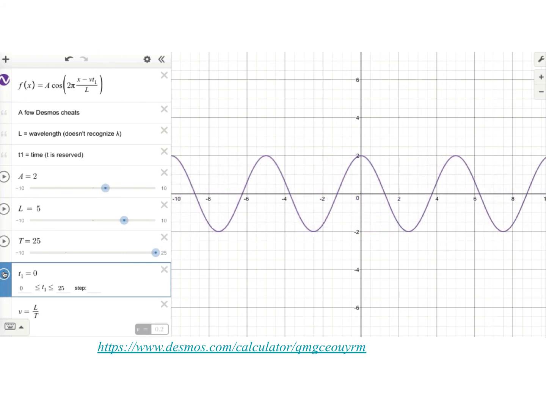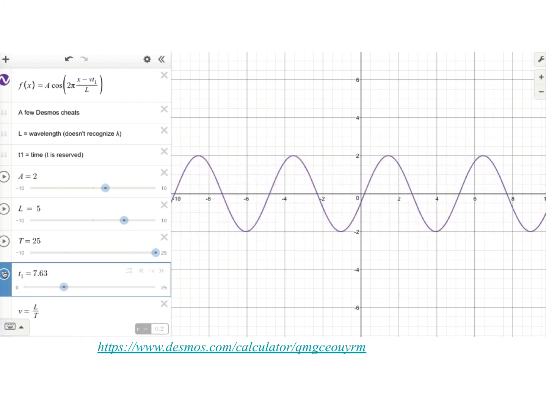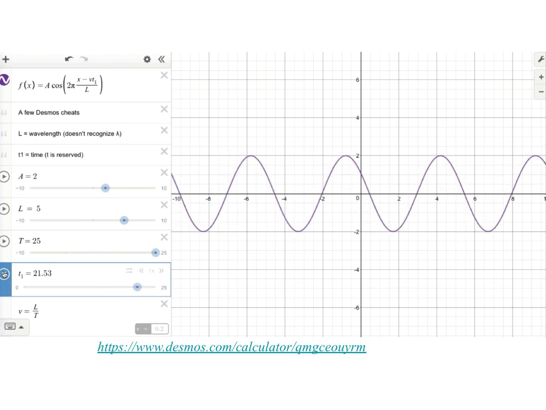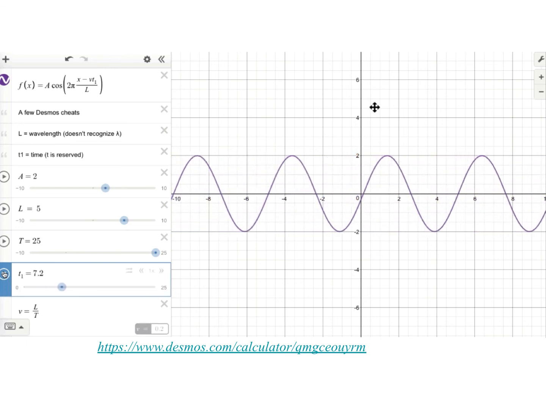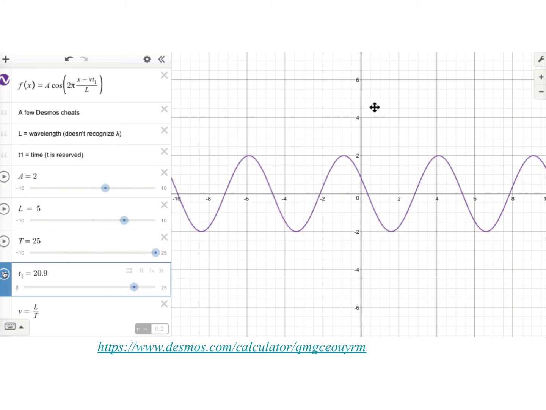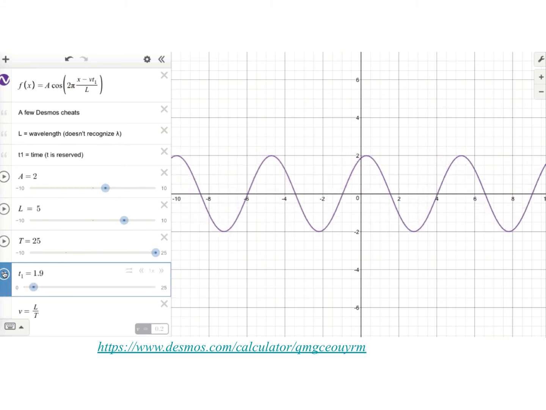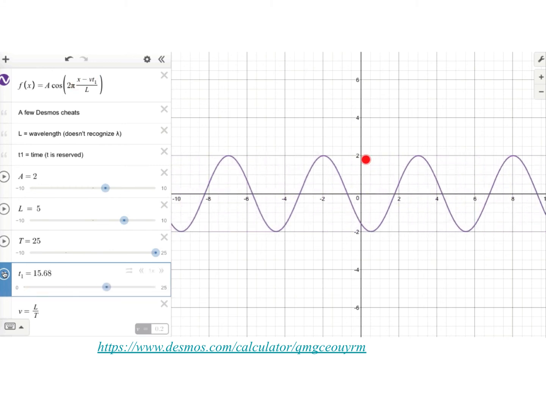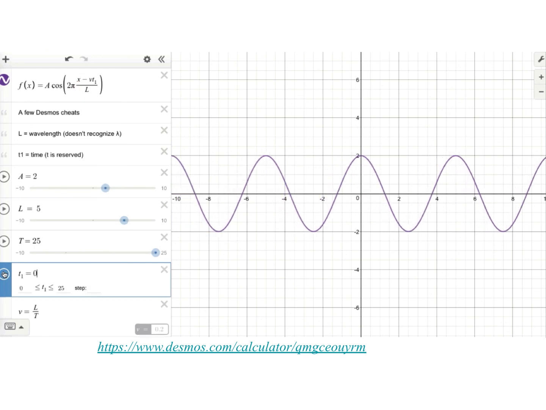What's going on here? Well, at t equals 0, the peak is here, but as time goes on, this term gets larger. So x, which is the location of the peak, must also get larger. So we have to have it going that way. That's why the minus sign implies rightward.